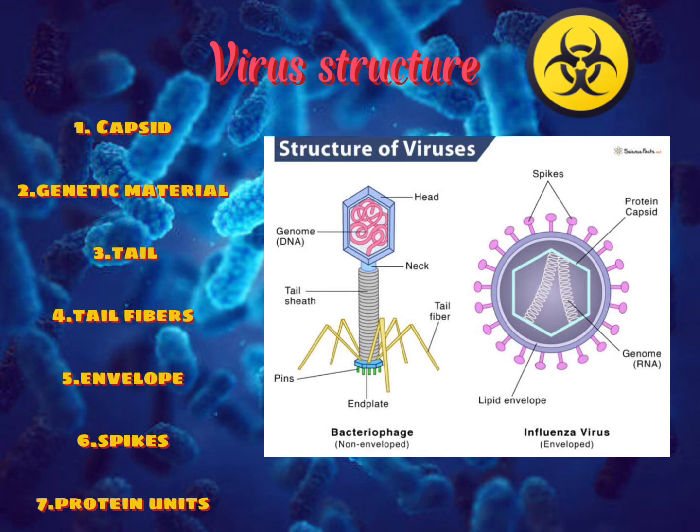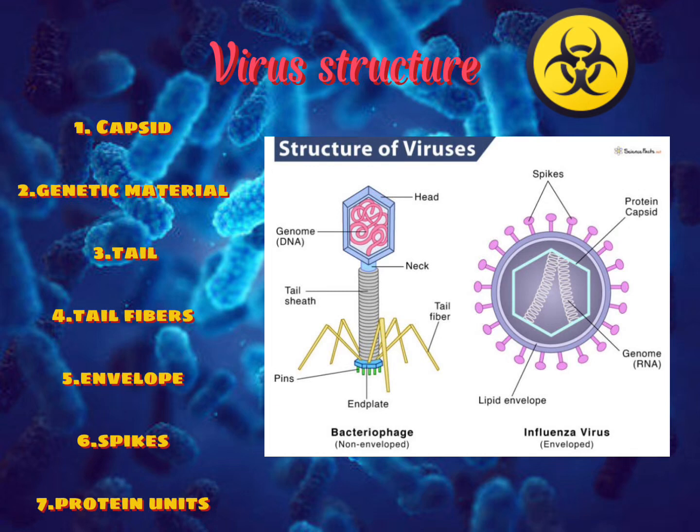Number 1 is the capsid, and it is a protein coat that encases and also protects the virus genetic material. Also, it is made up of protein subunits called capsomers, and also it gives the virus its shape. Number 2 is the genetic material. Virus contain either DNA or RNA, but not both. And it carries the genetic instruction for virus replication inside the host.